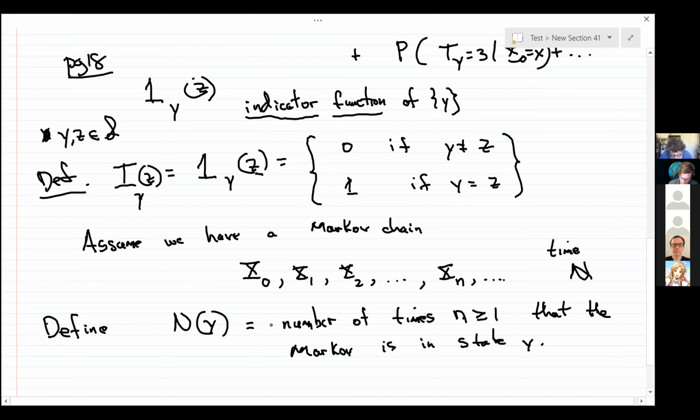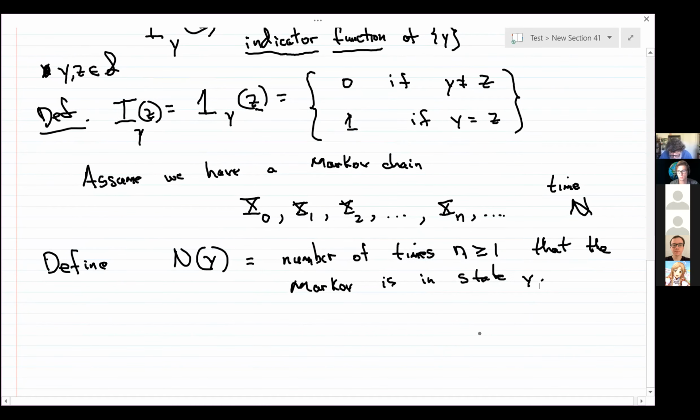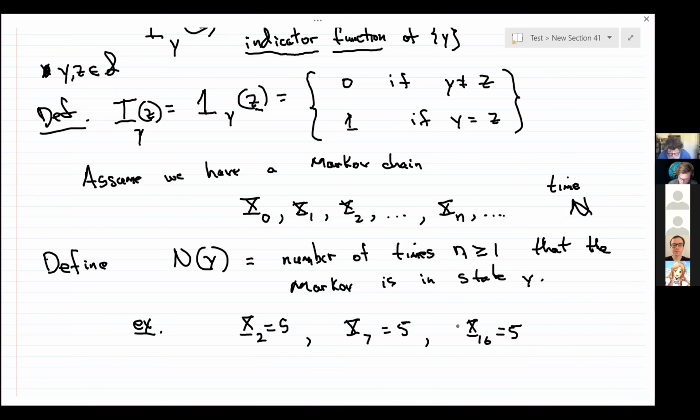I'll just write that as equal. And maybe at time 7, you're back at state 5. And maybe at time 16, you're at 5. And that's it. So you're at state 5 at these times, at time 2, at time 7, and at time 16. And you can imagine there to be the usual diagram, going from one state to the other. And you find yourself at state 5 at these 3 times, and no other times.